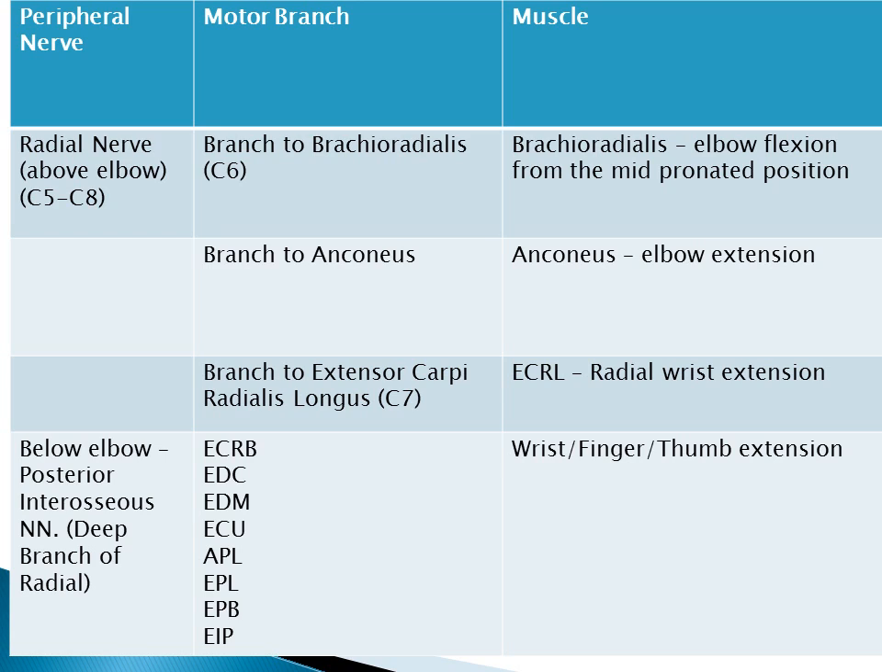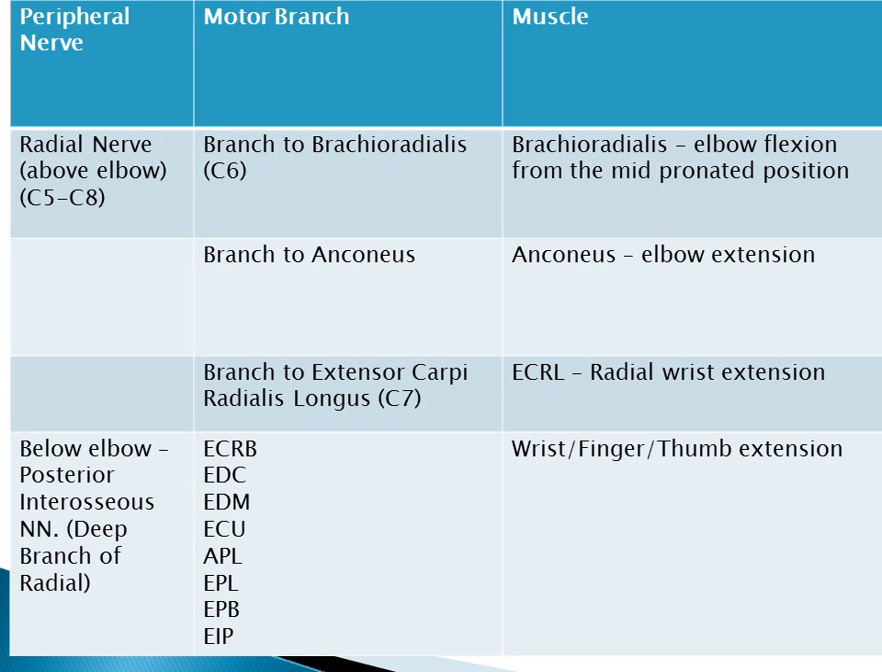the extensor digitorum communis, extensor digiti minimi, extensor carpi ulnaris, the abductor pollicis longus, extensor pollicis longus, extensor pollicis brevis, and extensor indicis proprius. All of those are involved with wrist extension, finger extension, and/or thumb extension. And you'll note that the radial nerve, by way of the posterior interosseous nerve, serves extension of all fingers.